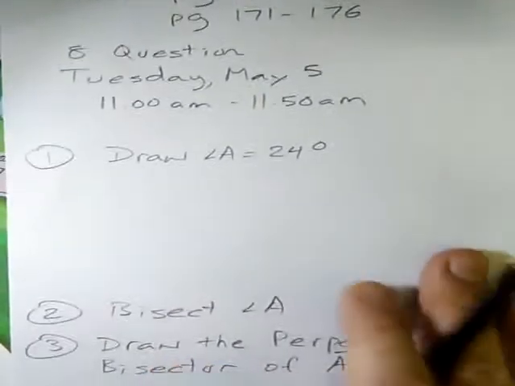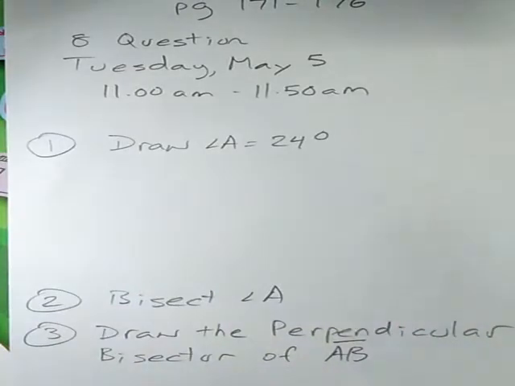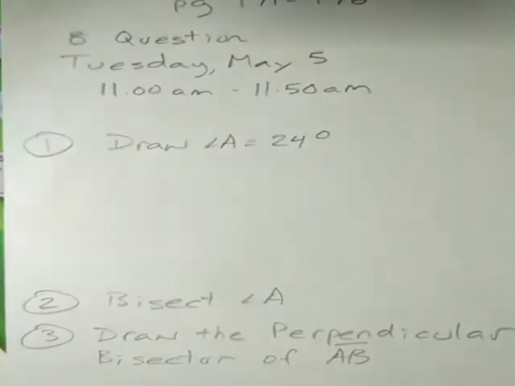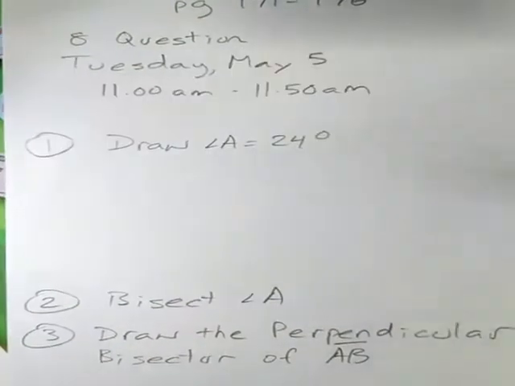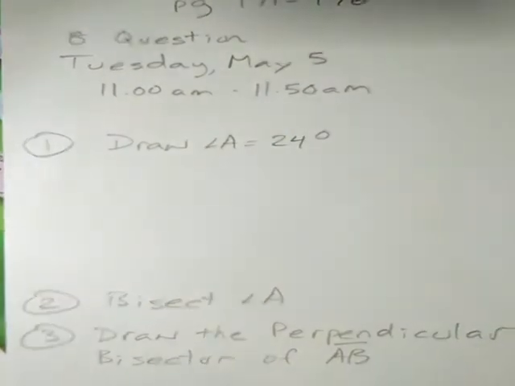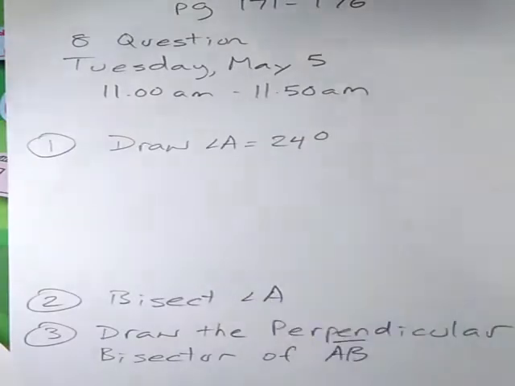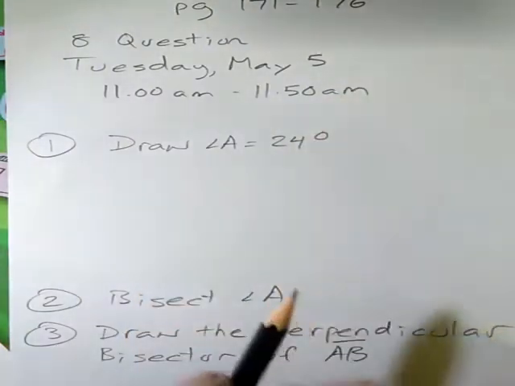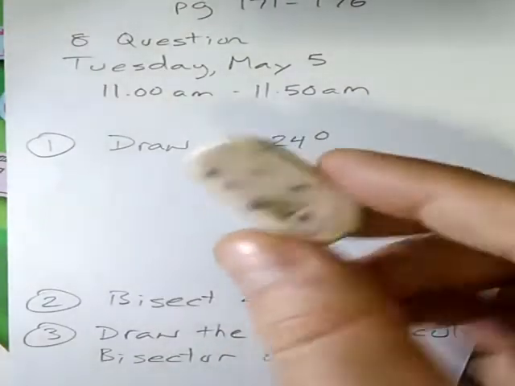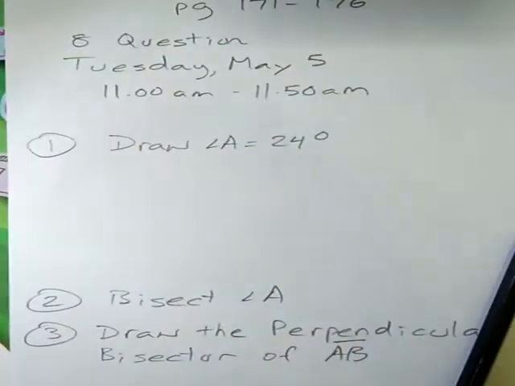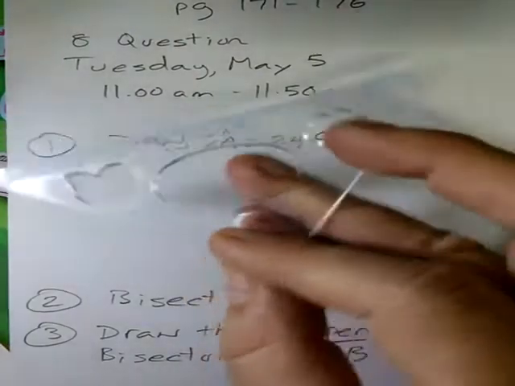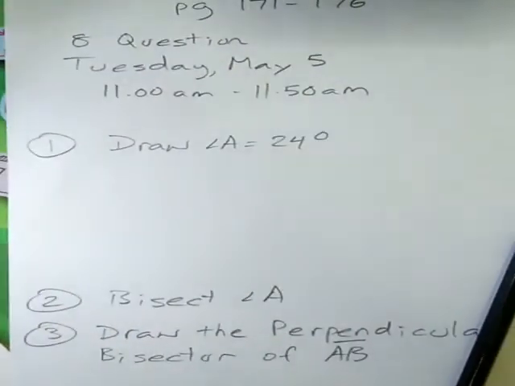So let's go over the type of questions that will be on the exam. Number 1, draw angle A. You do need to have a protractor and a ruler and a compass, pencil, or pen if you prefer, and an eraser or ink. I would recommend a sharpener, and you may use a straight edge on some questions.